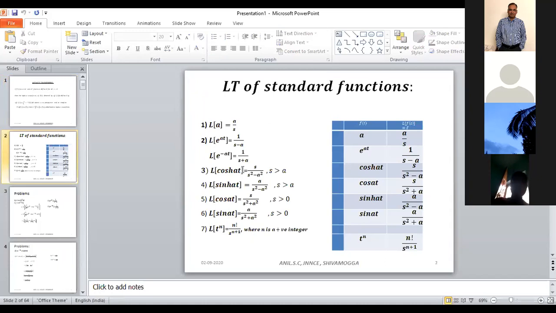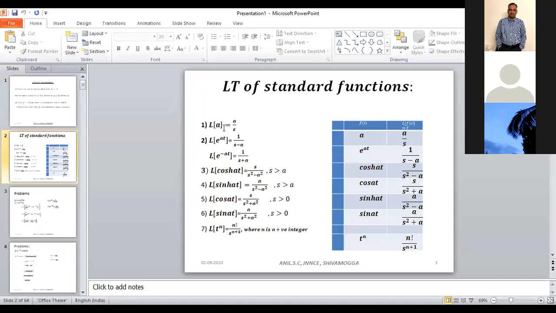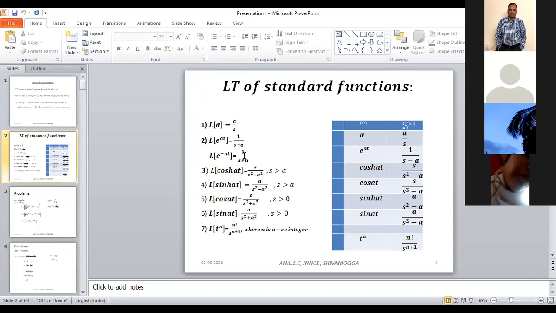These are the standard transformations. Yesterday I showed you the Laplace transform of a constant is the constant divided by s. Laplace transform of 1 is 1 by s, of 2 is 2 by s, of 5 is 5 by s, of 10 is 10 by s. Laplace transform of e power at is 1 divided by s minus a, and that of e power minus at is 1 over s plus a.